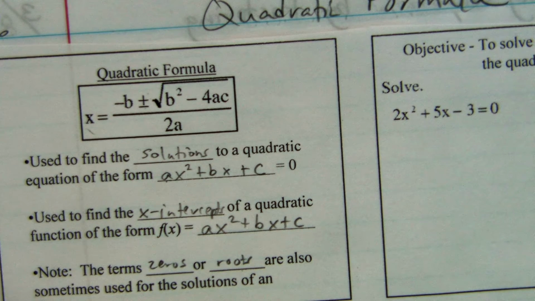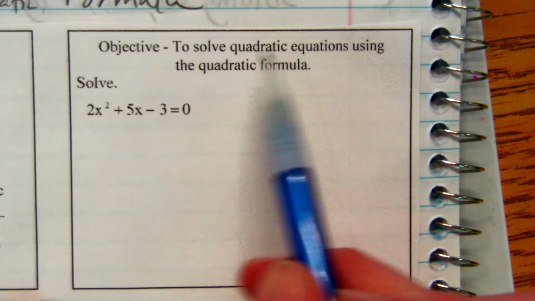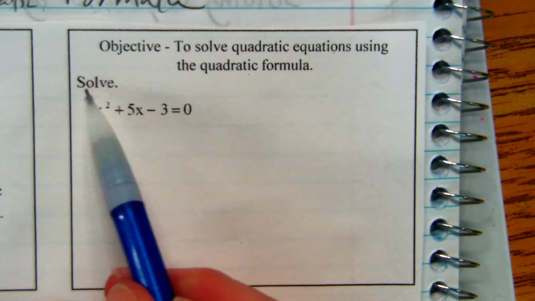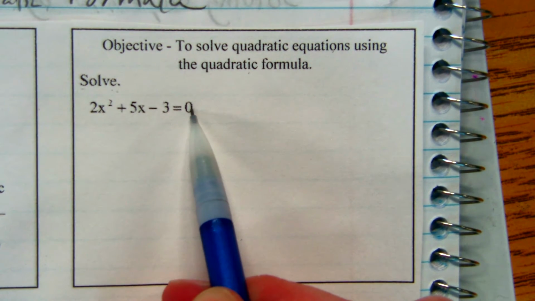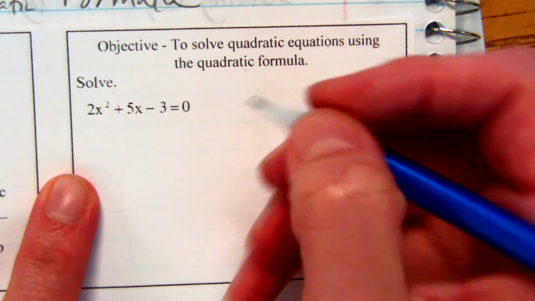All right, so you guys all got your blanks? Yeah. Okay. So over here, it's got our objective. We're going to solve quadratic equations using the quadratic formula. That's what we're doing. And the directions on this just say solve. And they have this equation that's equal to 0. So we're going to go through and use the quadratic formula.